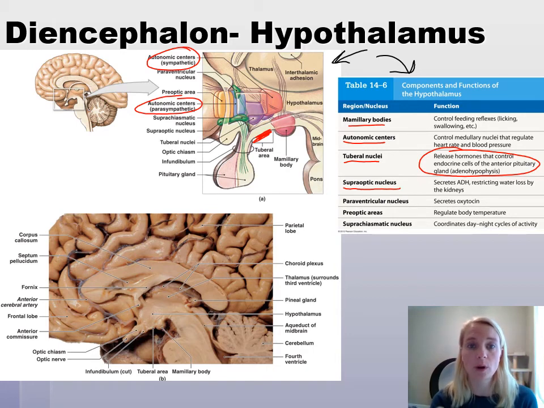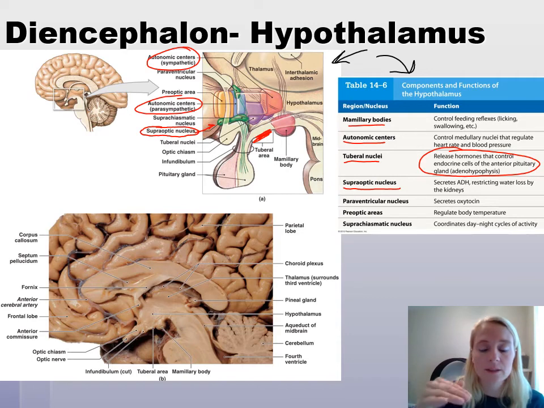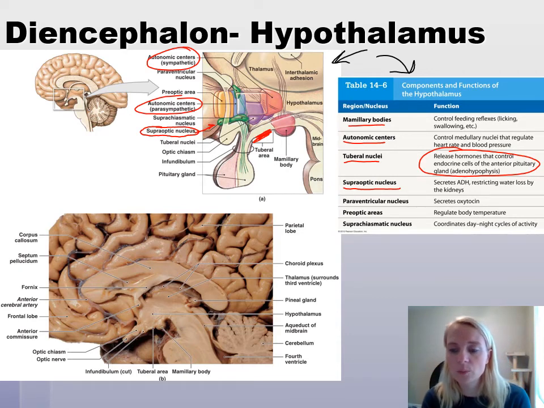Supra-optic nucleus: supra, above, optic, the optic chiasm. The supra-optic nucleus is right here, a little green guy sitting right above the optic chiasm. It secretes a hormone called antidiuretic hormone, or ADH, which helps to regulate your water balance with your kidneys. We're going to see that more in chapter 18, but we'll also see it in chapters 20, 21, 25, 26, and 23. So ADH is a really important hormone.